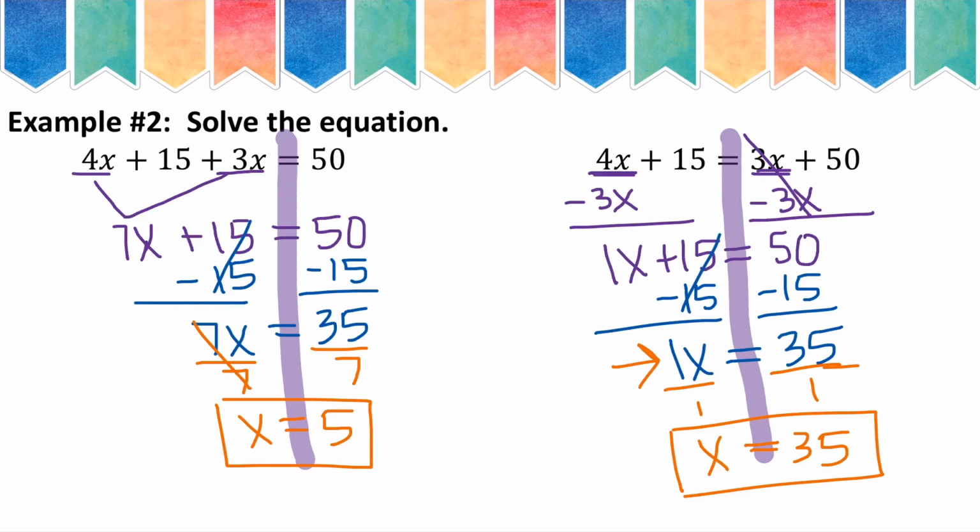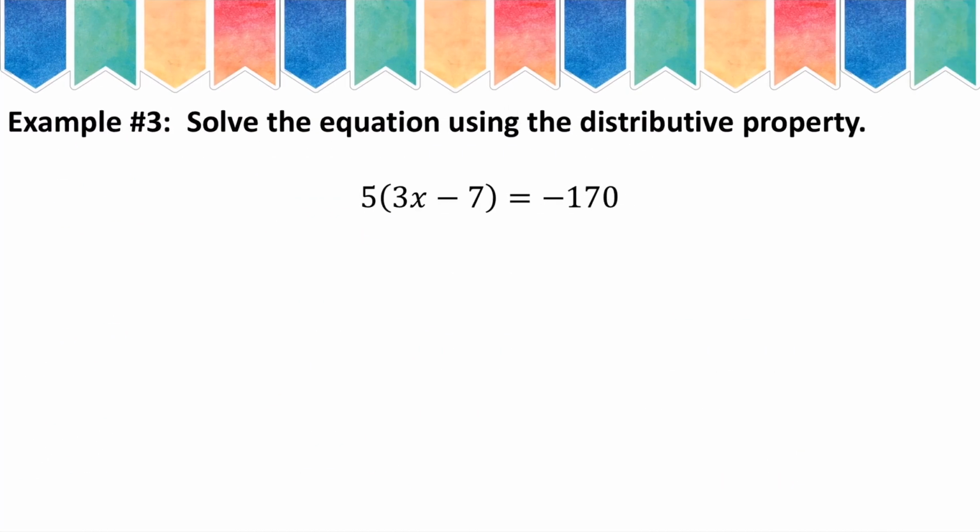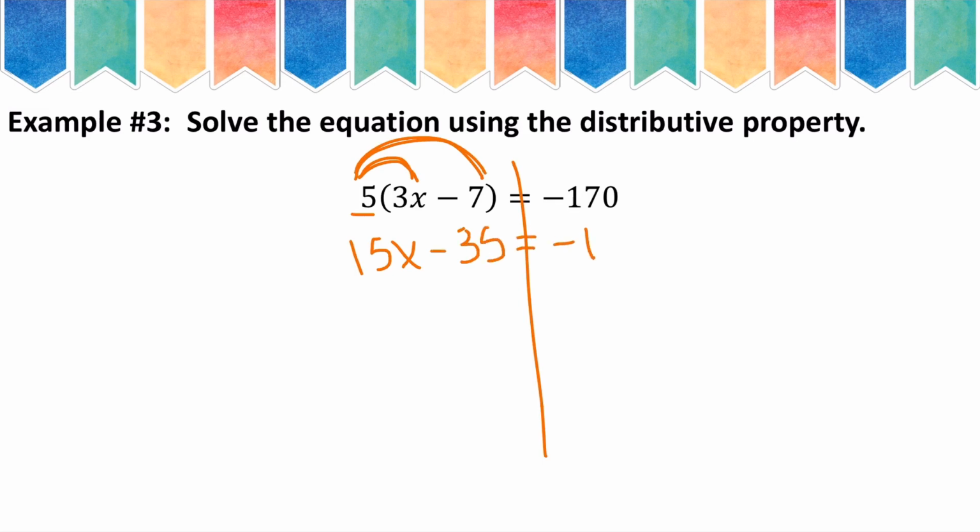I have one more example for us, and that's to help us review the distributive property. So in this problem, I have some parentheses, which is what signals me to do the distributive property. So all I need to do is take this 5 and multiply it by 3 and multiply it by negative 7. So 5 times 3 would make 15x. 5 times negative 7 makes negative 35. And the negative 170 comes down.